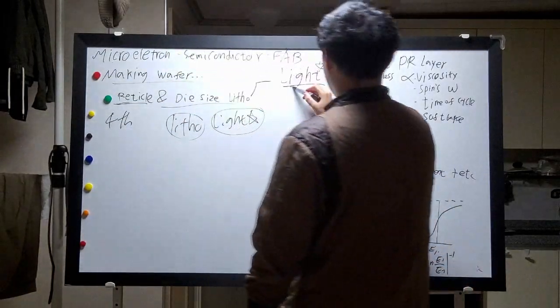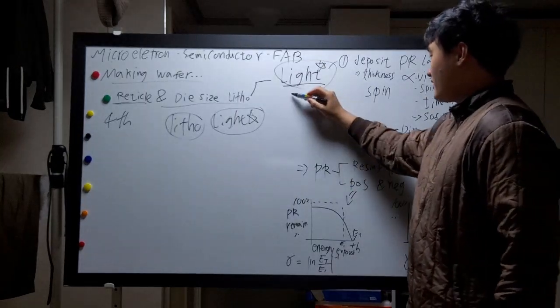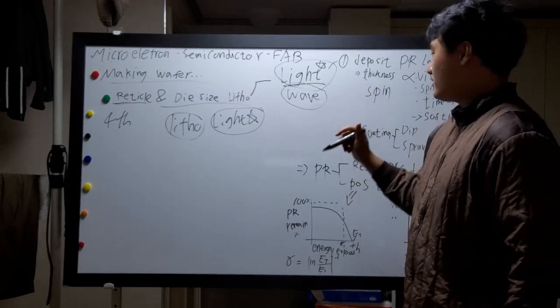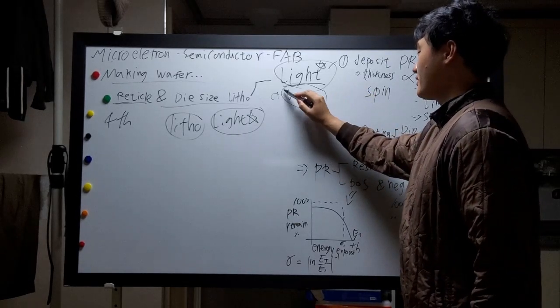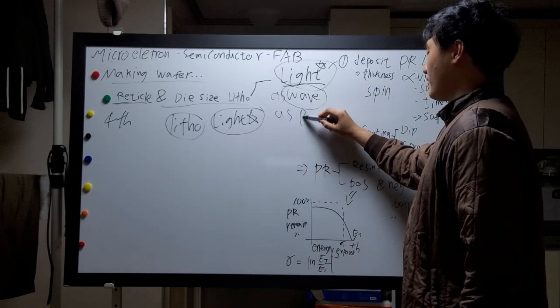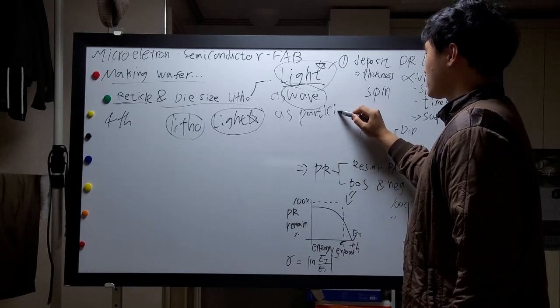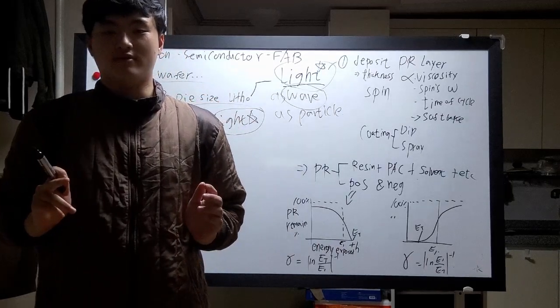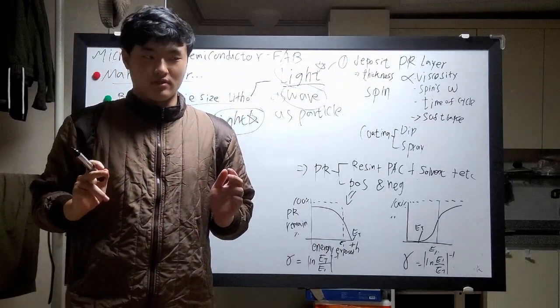So light has two aspects: as a wave and as a particle. With the light we can make the semiconductors.